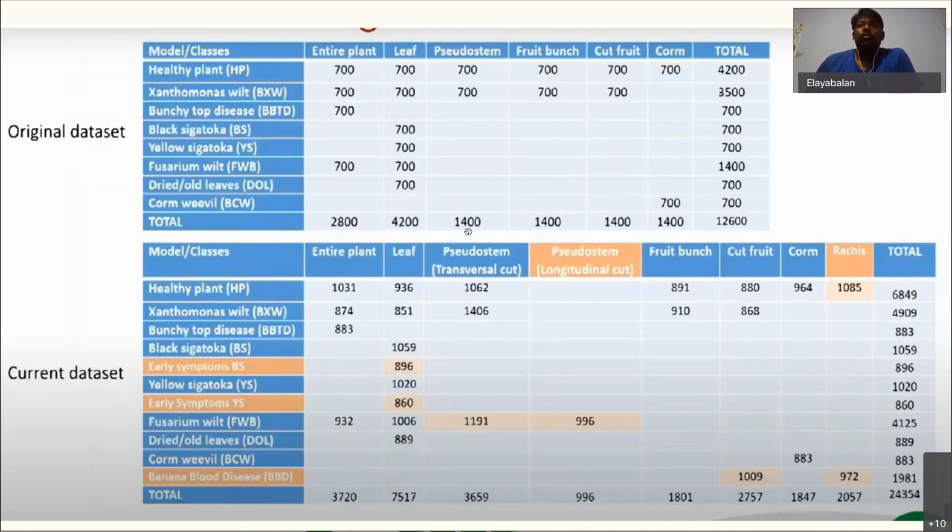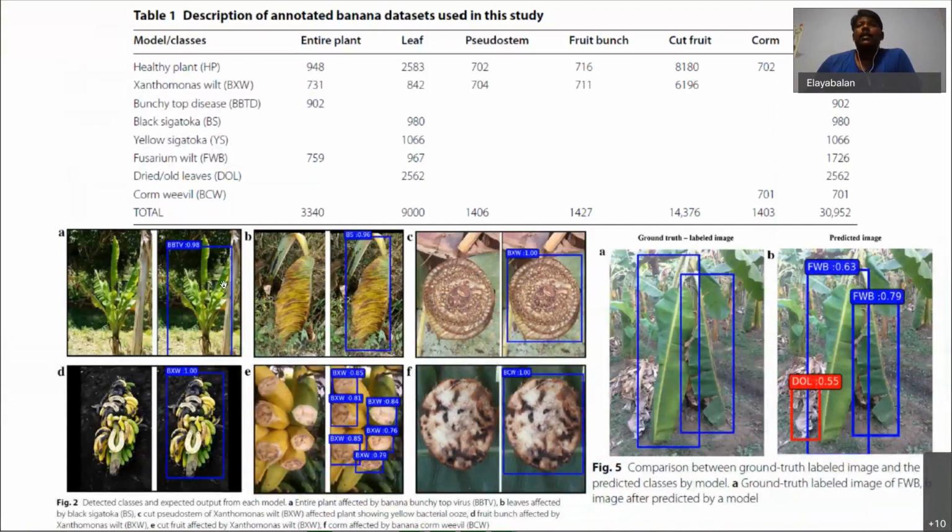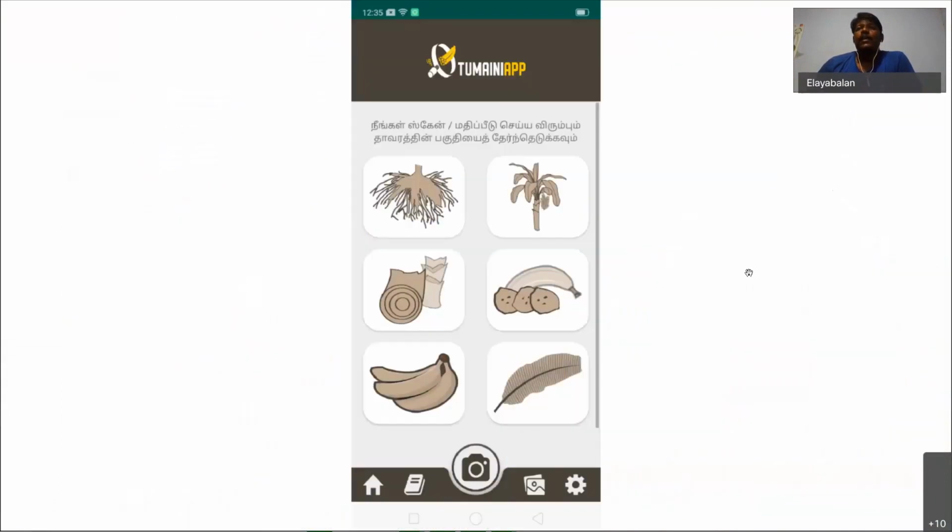We'll look at it. When collecting the images and annotating, the season is also the foremost important factor. The disease never happens the whole year, so we need to wait and collect images from different seasons and different timings. We waited 18 months, collected the images and annotated. Then we made the classification: 6 classifications. The root portion, whole plant scanning, fruit cut, pseudostem cut, fruit and leaf.